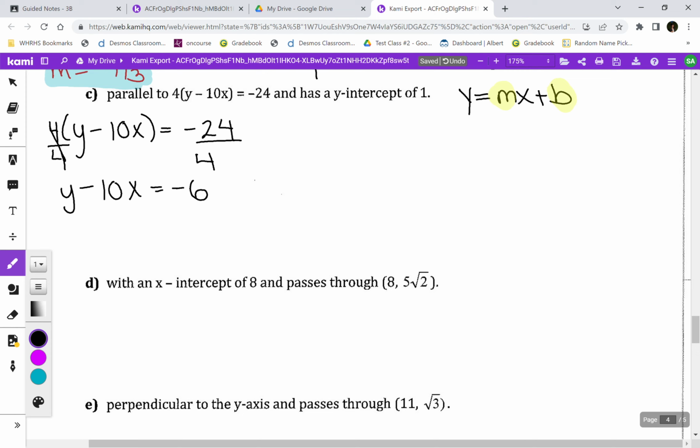What should I do now to get this into y equals mx plus b format? Chase. Add the 10x. And how should I write it on the right side, Chase? y equals 10x minus 6. You got it. All right, so this is the equation of this one. What is the slope here? James. 10. Our slope is 10.